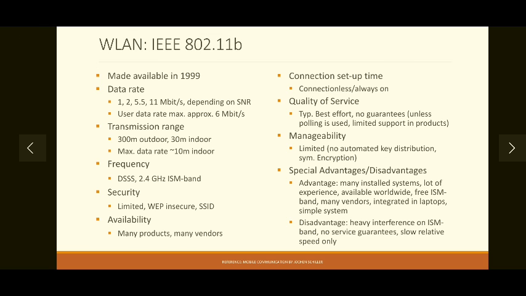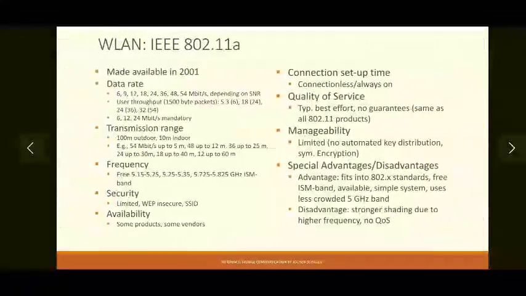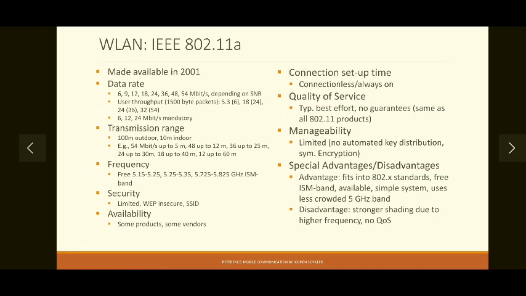So this is 802.11b. As time went on, users and vendors immediately tried to achieve a better data rate for faster communication. So further, in 2001, a new standard was standardized by the IEEE, called 802.11a. It was made available in 2001.